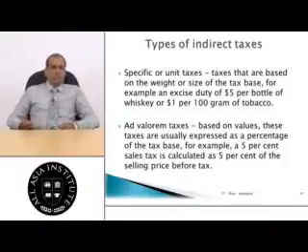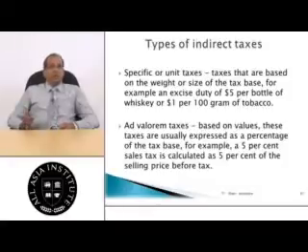So one would be a specific or unit tax, a tax that is based on the weight or size of the tax base. So for example, let's say a country says every liter of alcohol there will be a $5 excise duty. So that becomes a specific or unit tax. Or $1 per 100 grams of tobacco, that is also a specific or unit tax.